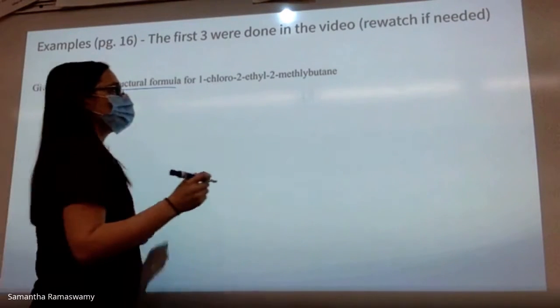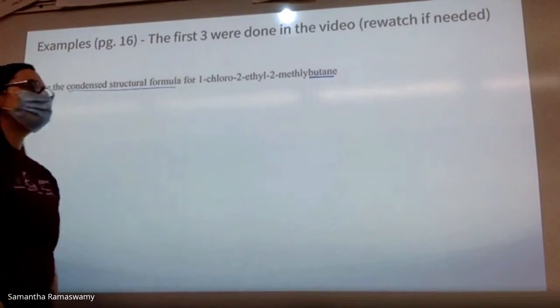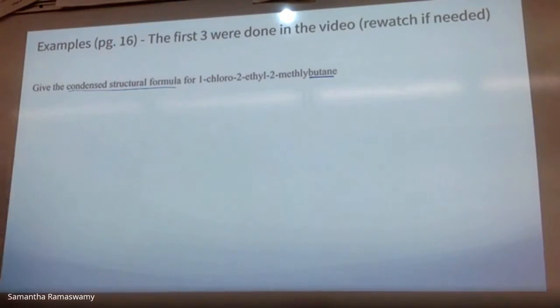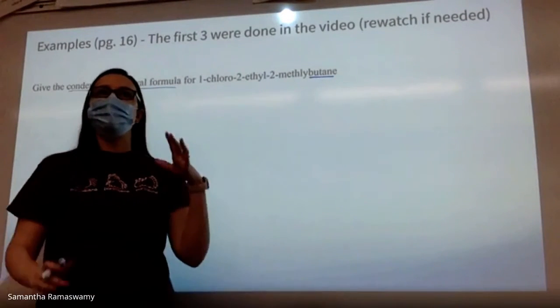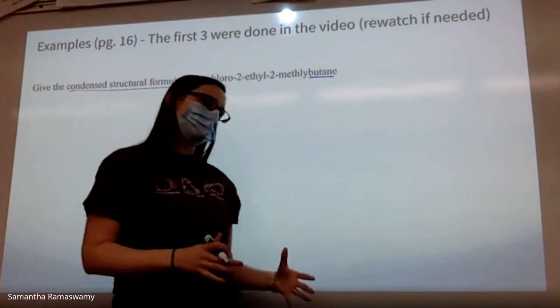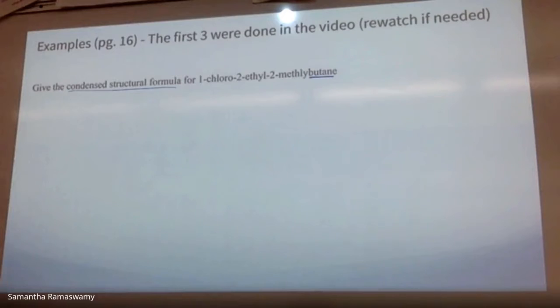When I want to draw the structure, I'm going to start at the very end. Butane. So ANE at the end means it's all single bonds. Right? ANE means all single bonds. We are only focusing on alkanes, only focusing on all single bonds. We're not doing alkenes or alkynes yet.